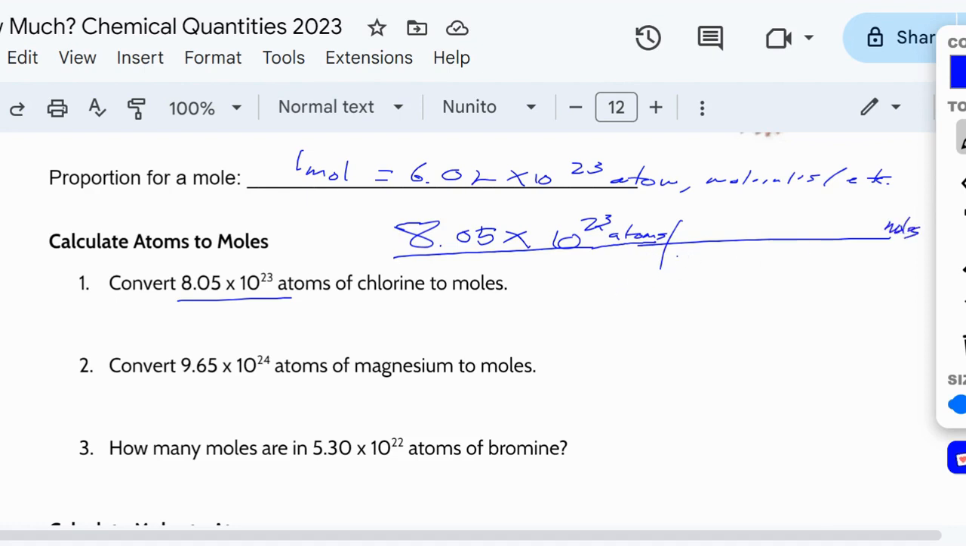Okay, my goal is moles. So I know that 6.02 times 10 to the 23rd atoms equals 1 mole. Well, atoms cancel, atoms cancel. I go through and do the math. If you see an E on your calculator, that means times 10. I do the math here and I find out that I now have 1.34 moles.